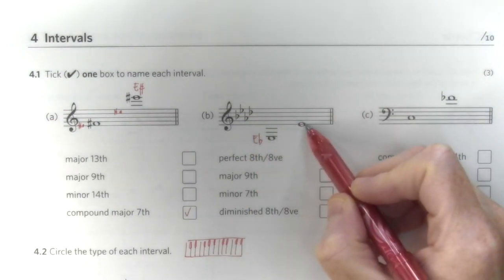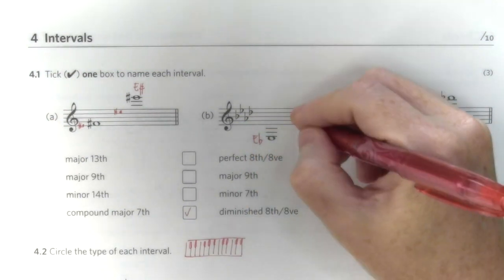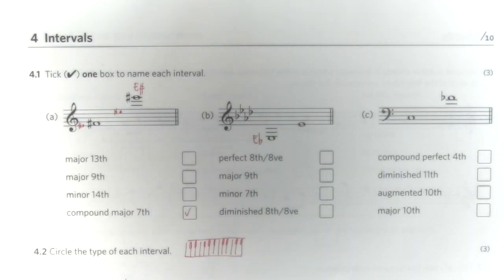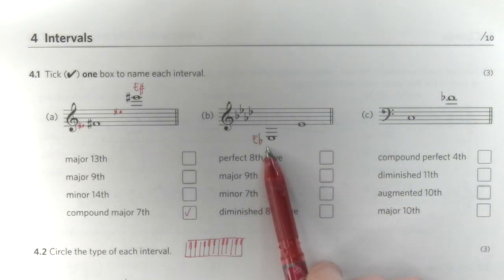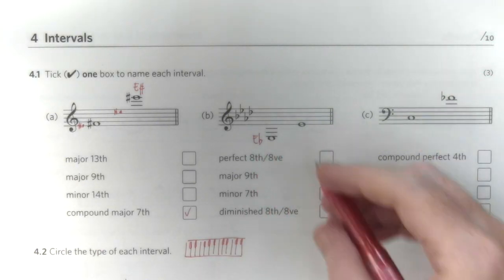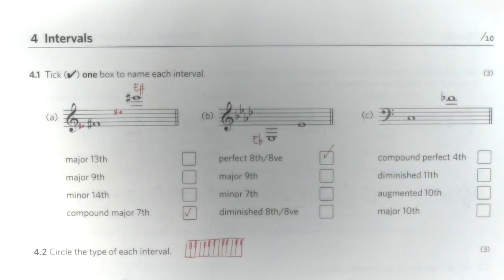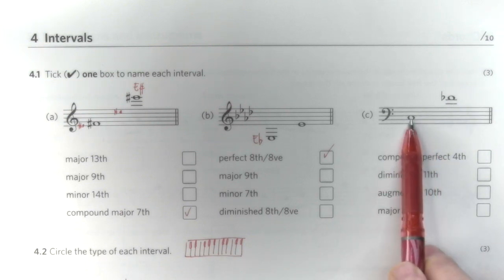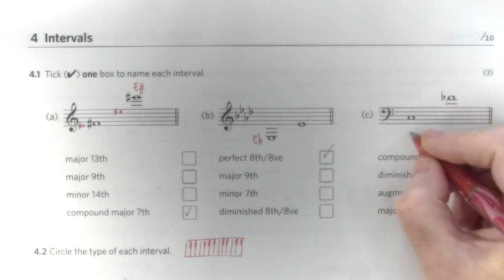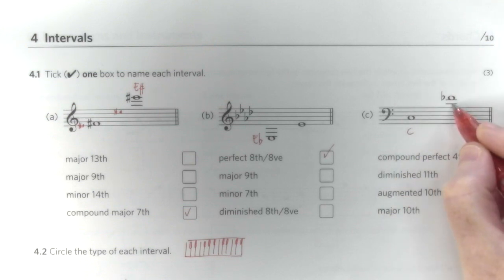E flat, E flat. Oh, but this is my favorite. Octaves. Now, when the notes that form the octave have the same name, it's a perfect octave. Easy. Oh, I love this. Next one. Si, Do, and this is middle C, right?